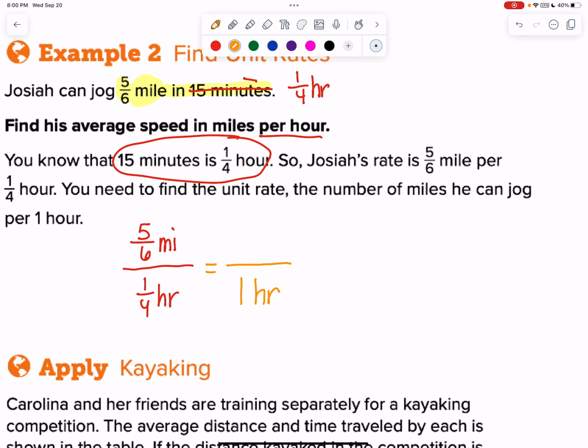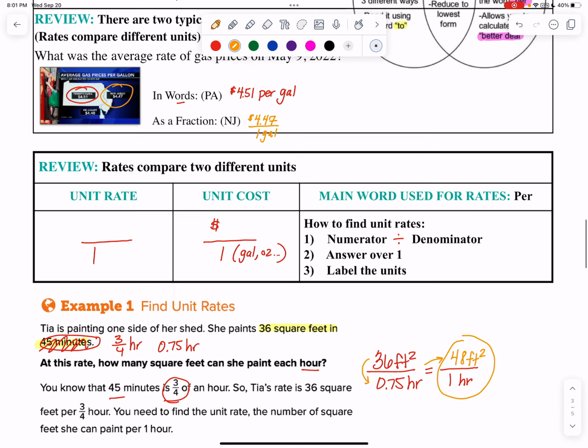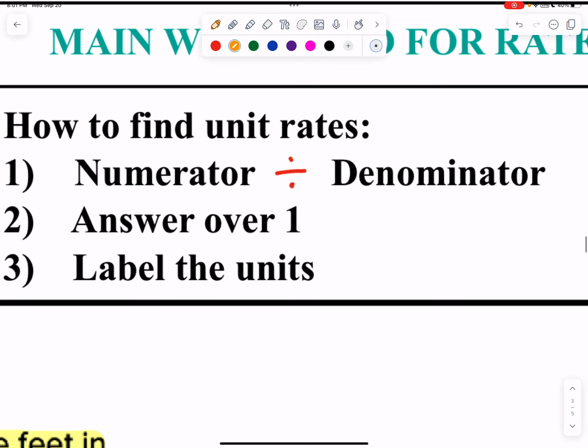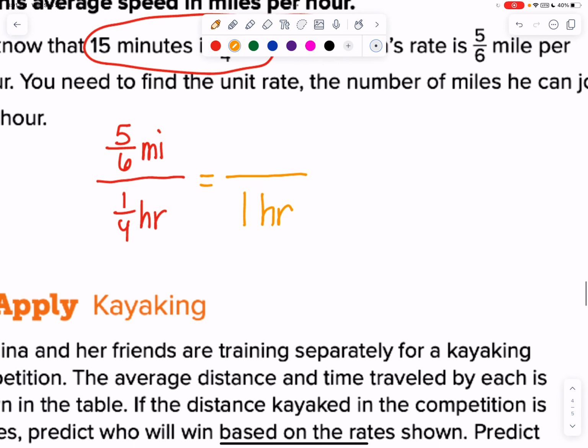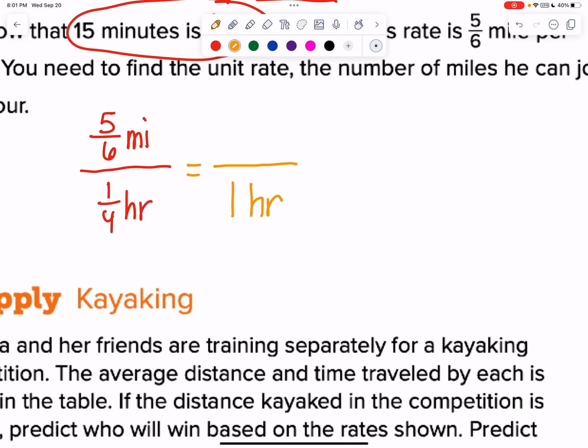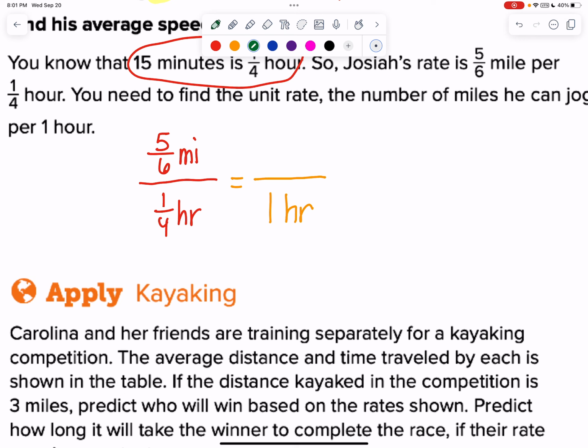Okay, so how do we find unit rates? Try to remember. Numerator divided by denominator, answer over 1. Okay, so 5/6 divided by 1/4. Now you do have to remember from your prior math learning, you cannot divide fractions. Instead, we multiply by the reciprocal. So let's go ahead on the side, and we'll set up 5/6 times, and reciprocal just means flip the fraction, 4 over 1. Okay, and we'll see what that answer is going to be.